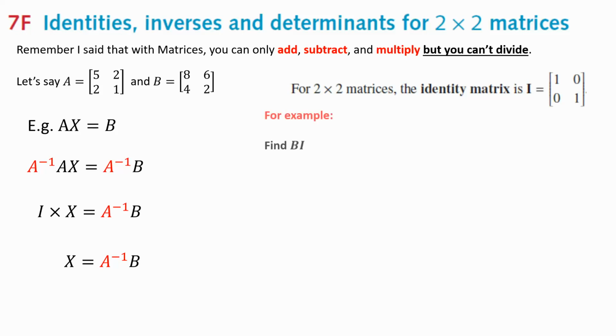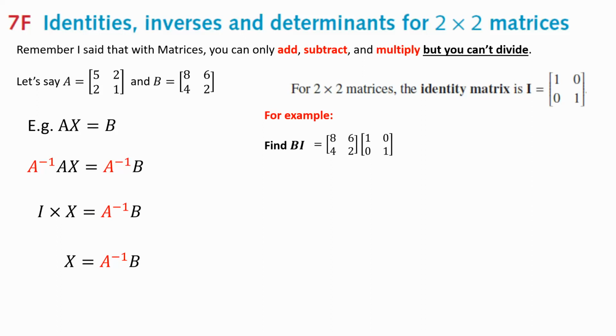And I'll show you what happens when you multiply by I, which is that kind of matrix, and why it does equal itself. So let's take an example. I said B was 8, 6, 4, 2. Now if I asked you to multiply BI, I want you to take B multiplied by the identity matrix. Apparently, BI should actually give you B. That's what it should end up being.